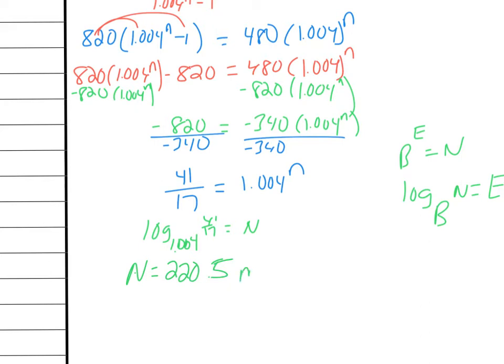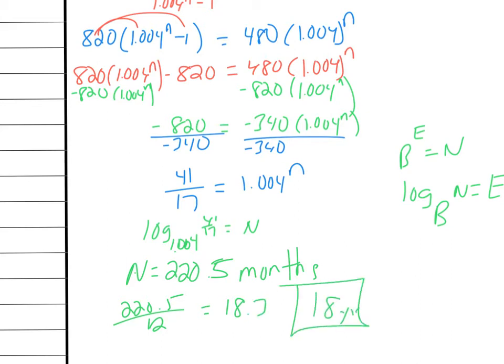So that's months. All right, and then take that answer if you want to figure out the number of years, divide it by 12. So 220.5 divided by 12 is going to give us 18.3, which we will round to the nearest year as 18 years.